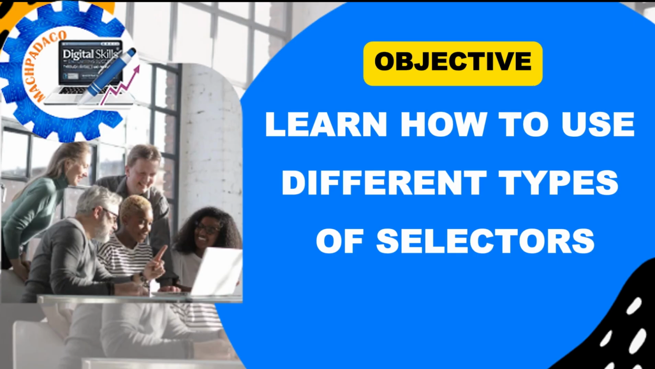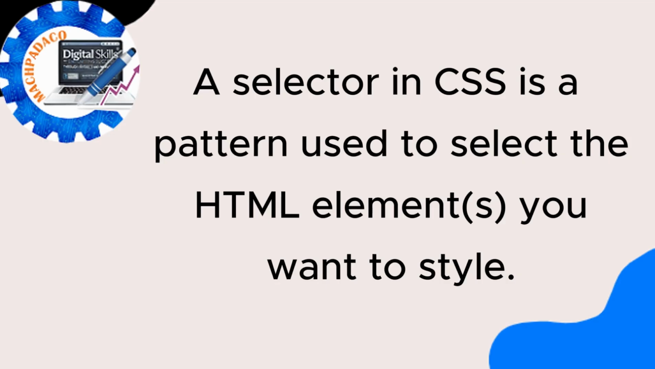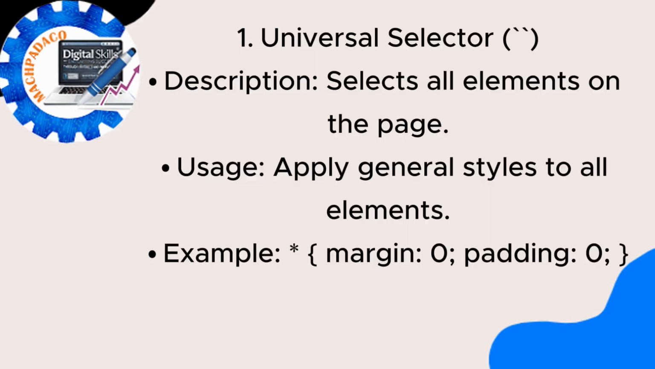Objective: learn how to use different types of selectors. What is a selector in CSS? A selector in CSS is a pattern used to select the HTML elements you want to style. CSS selectors. Types: description, example, usage, and the HTML code.